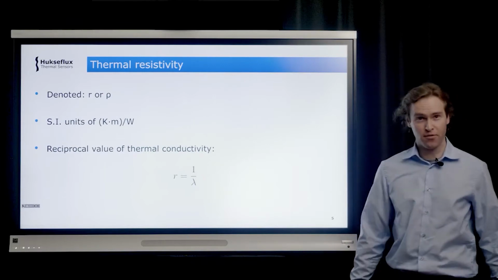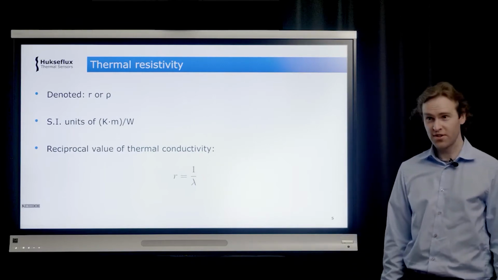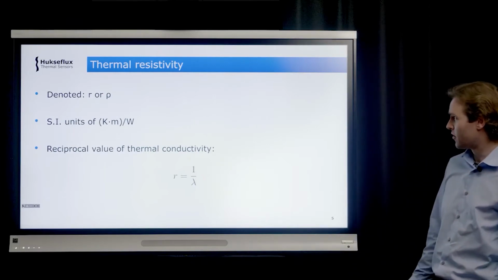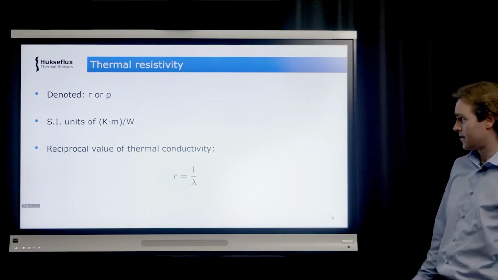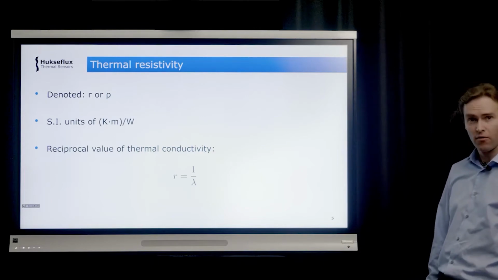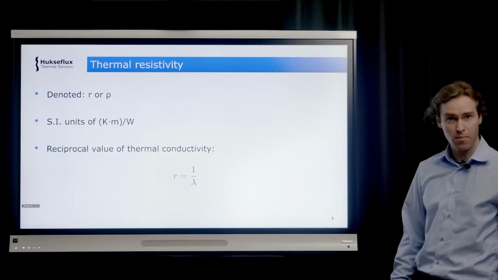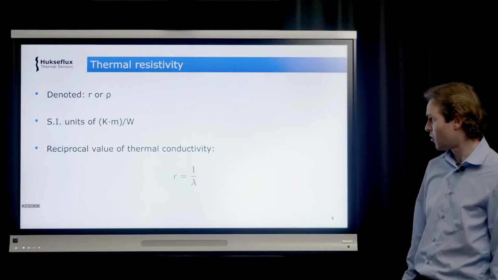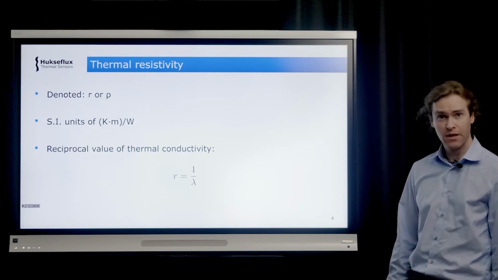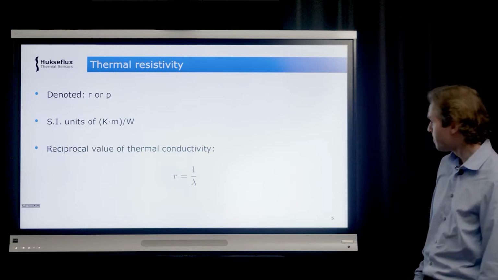Some people actually prefer to think in terms of thermal resistivity. So this is denoted R or rho, and it has SI units of Kelvin meter per watt. But this contains the same information. It is simply the reciprocal value of thermal conductivity. If you know one, you know the other.